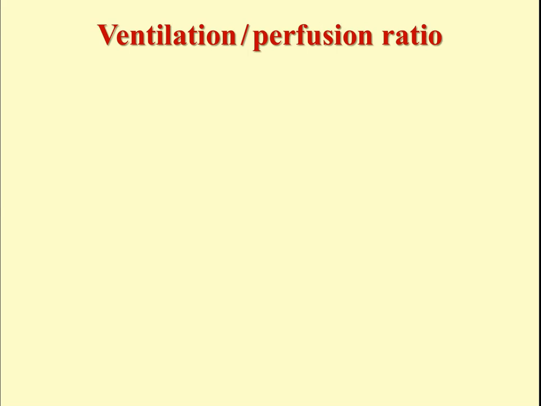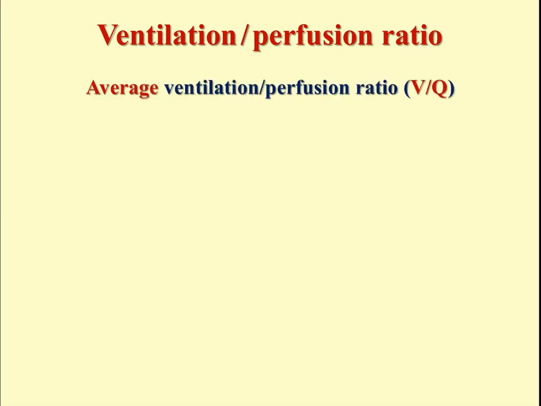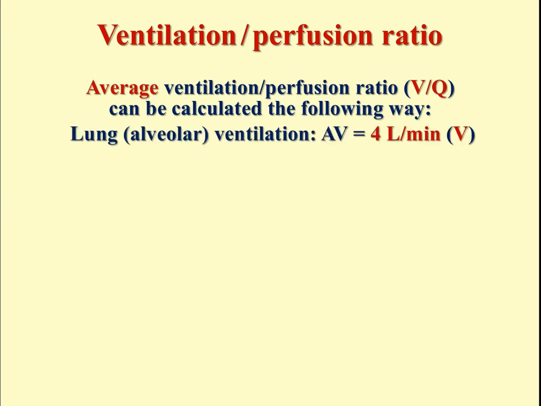Before we consider the processes of transportation, we need to consider a very important ratio: ventilation-perfusion. First, let's consider what it is itself, then we consider the significance of this ratio. First, how it's calculated. The ventilation-perfusion ratio is calculated the following way. The amount of alveolar ventilation, not minute ventilation, but alveolar ventilation. You see, we don't need to know how much air is spent for dead space. We need to know how much fresh air reaches the alveolar space. So it's the alveolar ventilation, which is estimated for average at about 4 liters per minute.